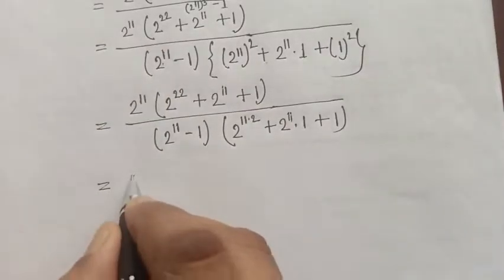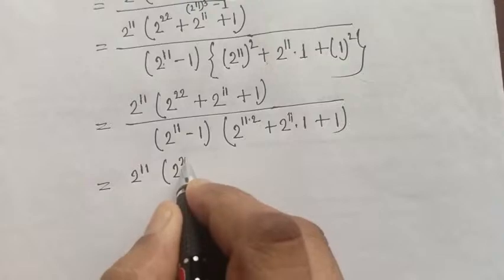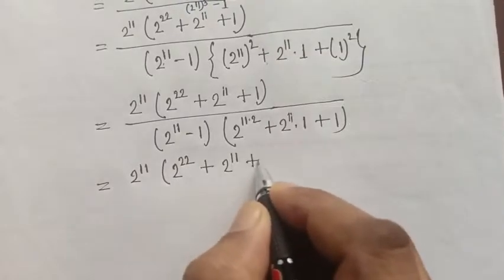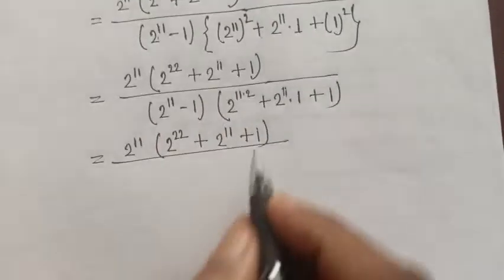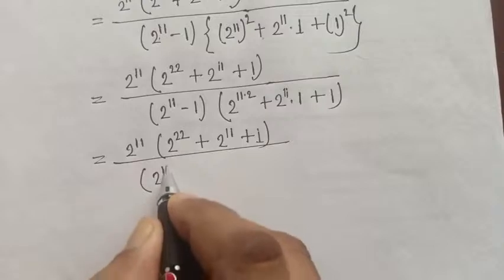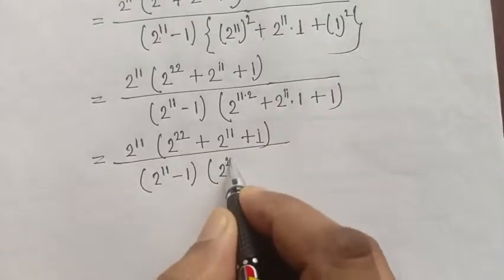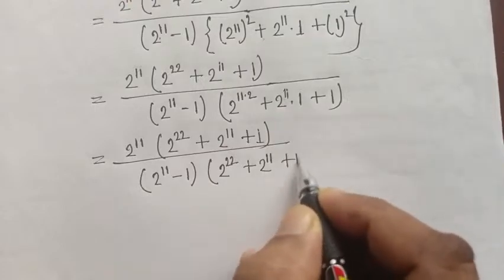Now we are going to simplify this further. 2 to the power 11, 2 to the power 22 plus 2 to the power 11 plus 1. So the above part will remain the same for a few steps. Now we can write 2 to the power 11 minus 1, and that will be 2 to the power 22 plus 2 to the power 11 plus 1.